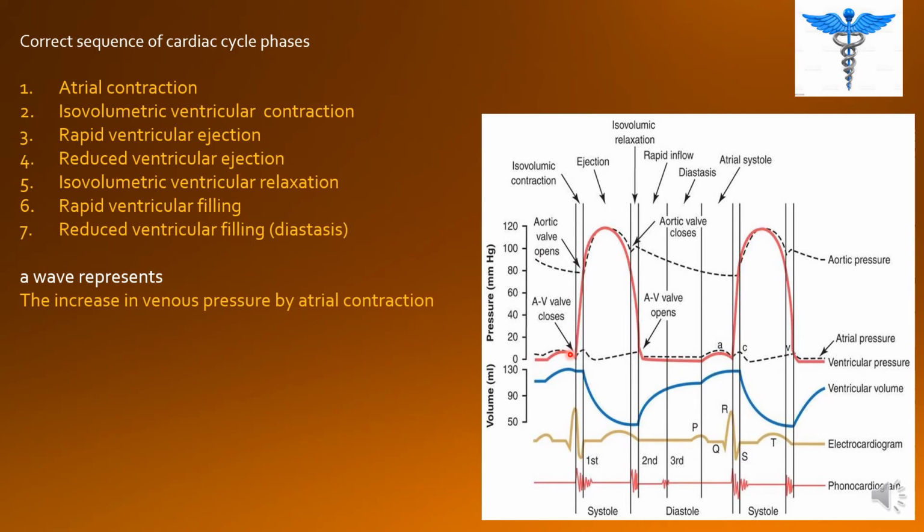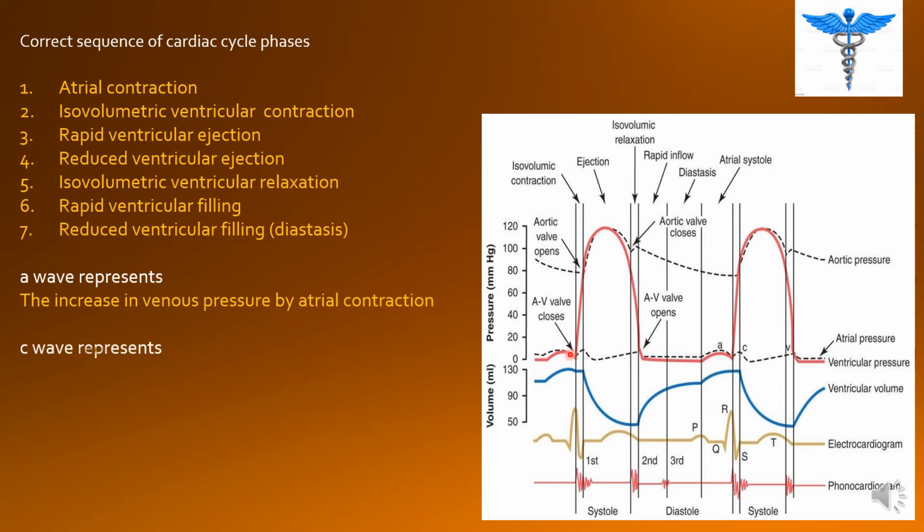Now when the atria contract, the blood is poured into the ventricles, right? So when the blood is poured into the ventricles, it increases the ventricular pressure. So that increase in the ventricular pressure due to the contraction of the atria is represented by the A wave.